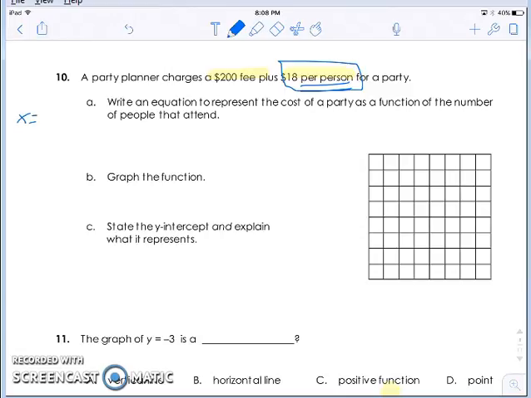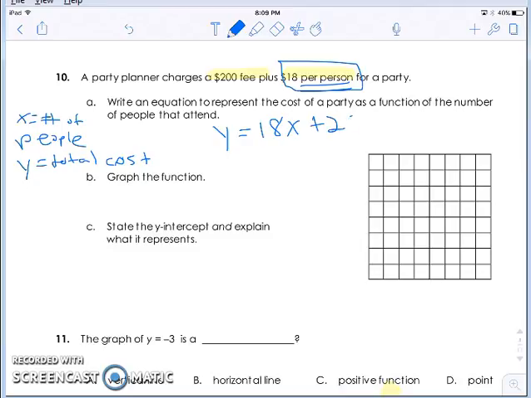So X is going to be the number of people coming or invited. And the Y is going to be the total cost of the party. So our equation is Y equals 18 times the number of people plus the flat fee, 200.